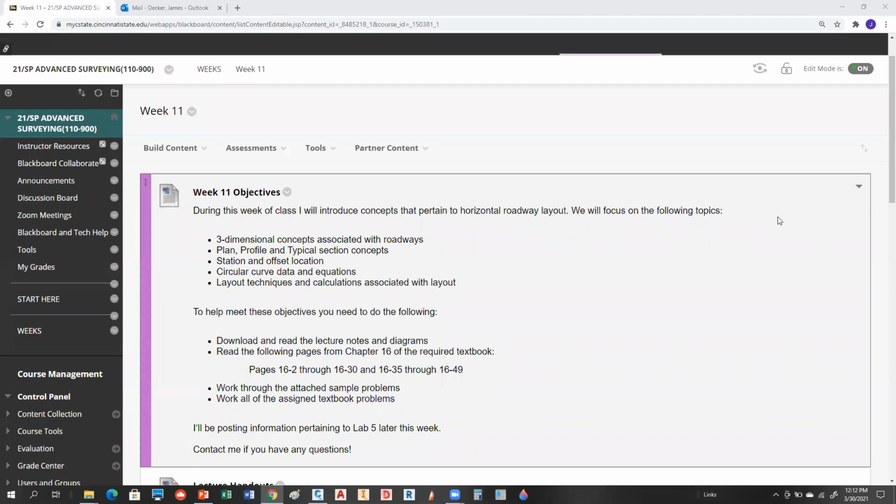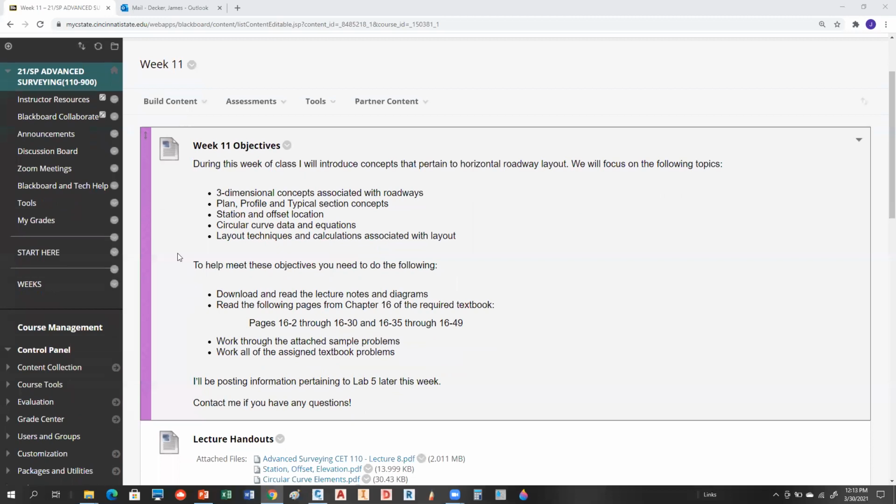So there's three kinds of things that go in and create a roadway alignment: the horizontal alignment, the vertical alignment, and then what's called a cross section. So one of the things we're going to talk about is those three-dimensional guys that we talked about a couple weeks ago with profiles and sewers and all of that. So you're going to see that again. Then we're going to talk about station offset, and then I'm going to get into circular curve data and equations, and then talk about layout.